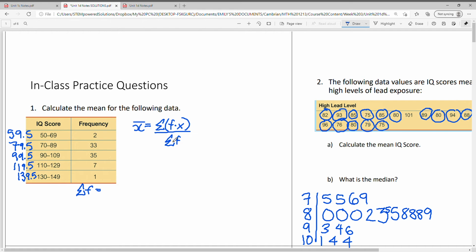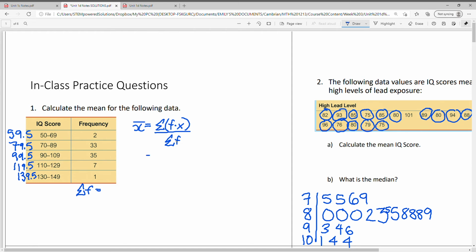So if we were to fill in this equation, I've calculated the midpoints. The way that you calculate midpoints is you take the lower class and you add it to the upper class. So 50 plus 69 divided by 2 is equal to 59.5. So that's the midpoint for the first class. The next class would be 70 plus 89 equals 159 divided by 2 is 79.5. So you get the idea. 90 plus 109 divided by 2 is 99.5. So that's the midpoint of each class.